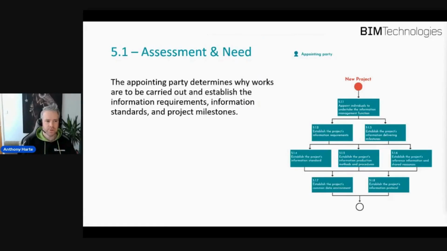And just to touch on some of those today, 5.1 is the assessment and need, where the appointing party determines what works need to be carried out, the standards that the team delivering that should work to, and any project milestones. And there's various different flowcharts within ISO and within the guidance documents that will help you out in terms of what that process needs to be, in terms of defining the assessment and need, and then how to document that, and also then how to deploy it within projects.